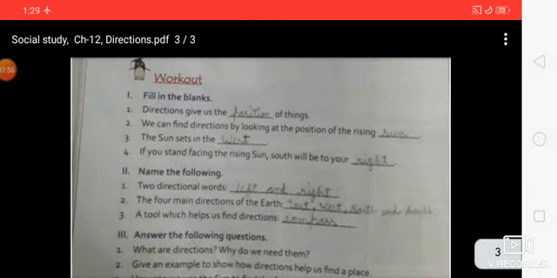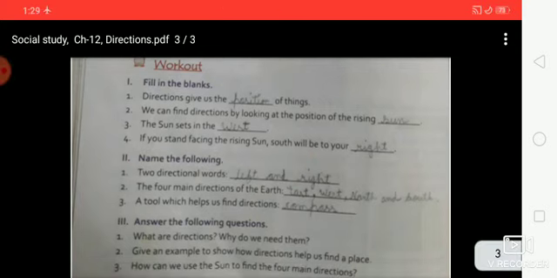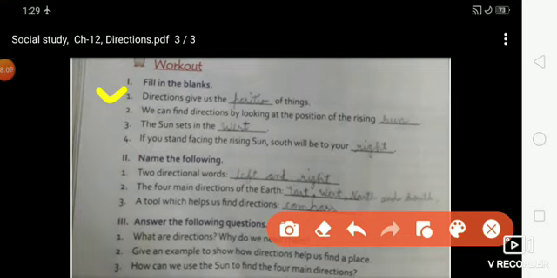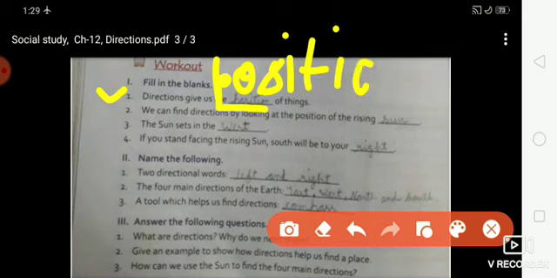Okay, now next, filling in the blanks. Exercise number 1, fill in the blanks. First one: directions give us the dash of things. Position. P-O-S-I-T-I-O-N, position. Directions give us the position of things.